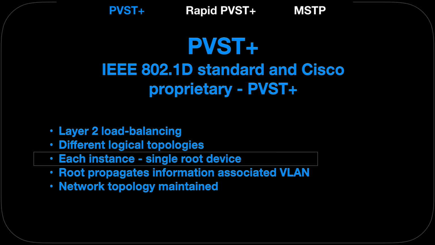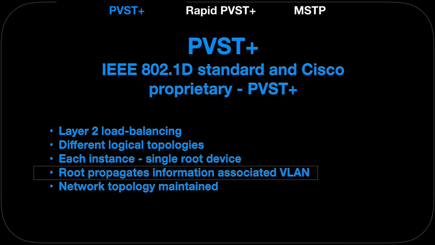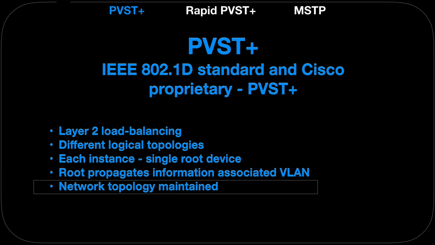oversubscribed. Each instance of PVST+ on a VLAN has a single root device. This root device propagates the spanning tree information associated with that VLAN to all other devices in the network. Because each device has the same information about the network, this process ensures that the network topology is maintained.